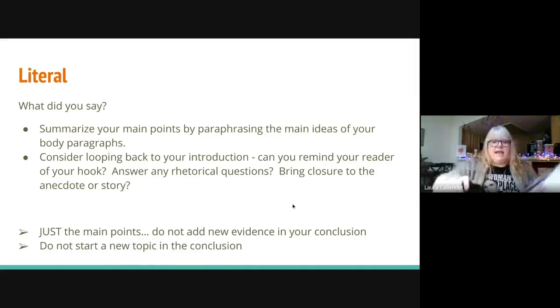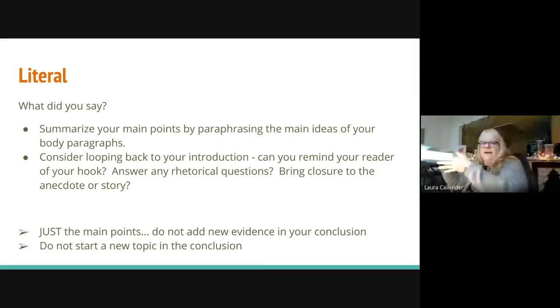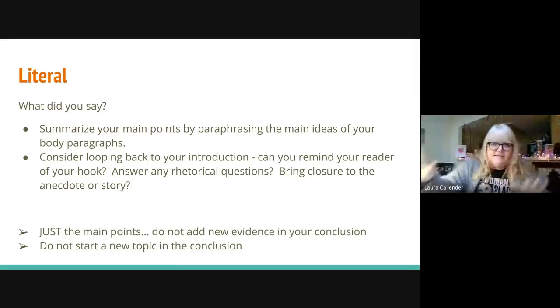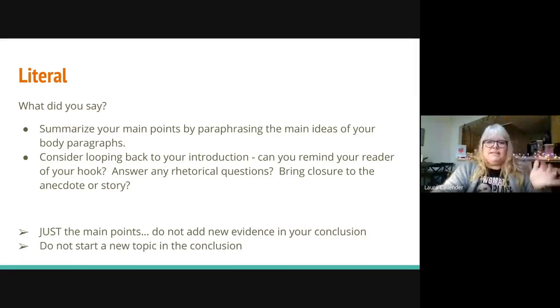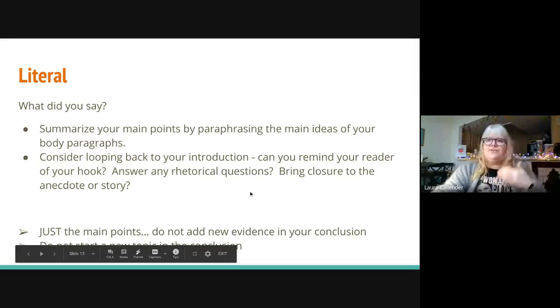So I can take my book and put it away. I'm not going to add new evidence in my conclusion, and I'm not going to start a new topic. I've been talking about setting and symbolism and character. I'm not going to start talking about irony now, because that introduces something new that's going to leave my reader feeling confused.